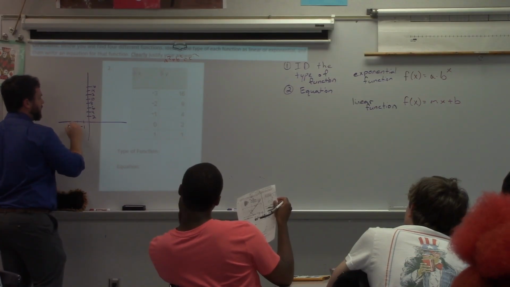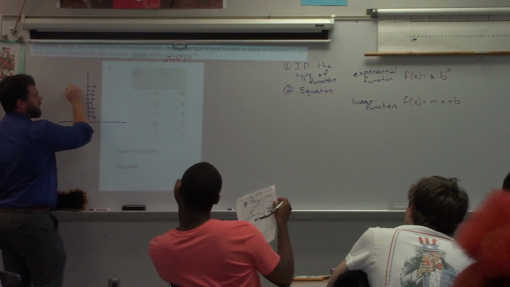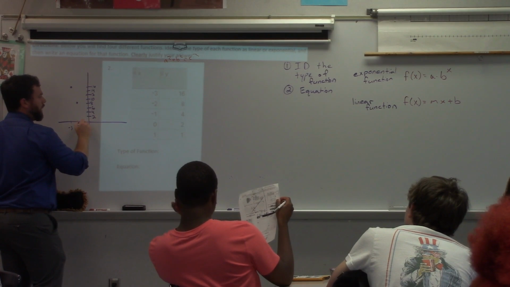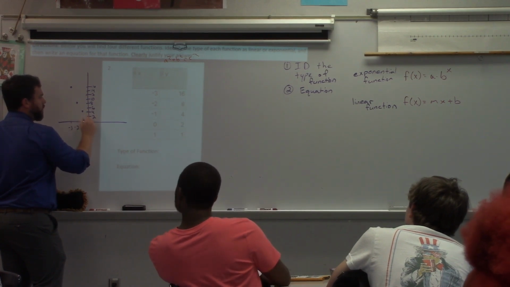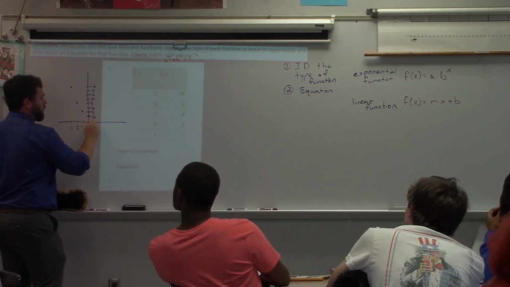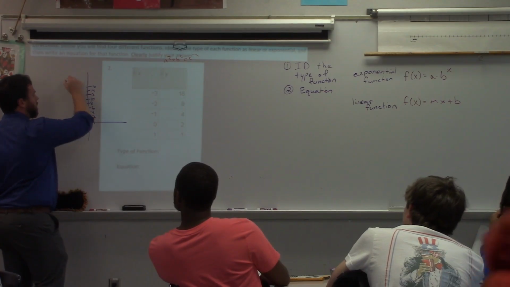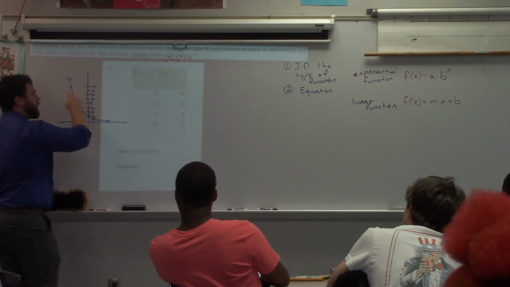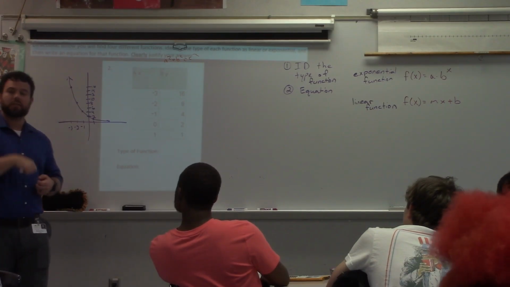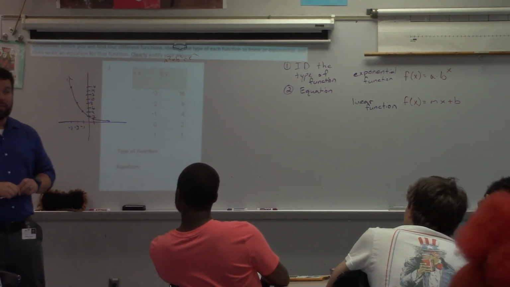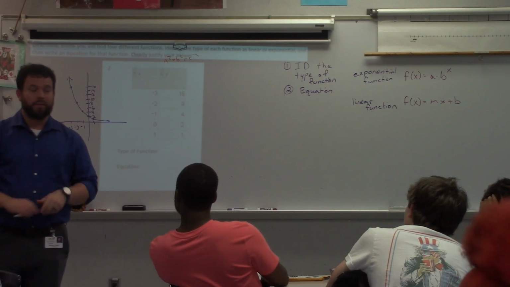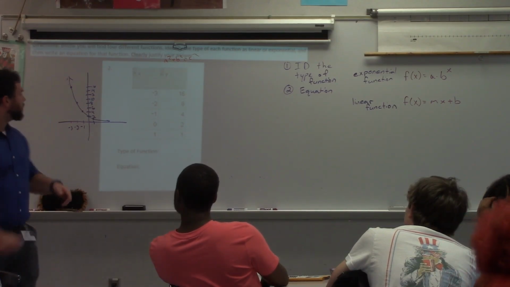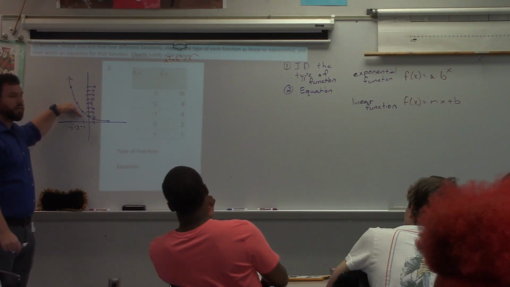I need you to pay attention to this detail. So -3 maps to 16, -2 maps to 8, -1 maps to 4, 0 maps to 2, 1 maps to 1. Now, if my constant factor was 2, would that graph be increasing or decreasing? Increasing. If I multiply by 2, that number's getting bigger and bigger. And what's this doing? Decreasing.